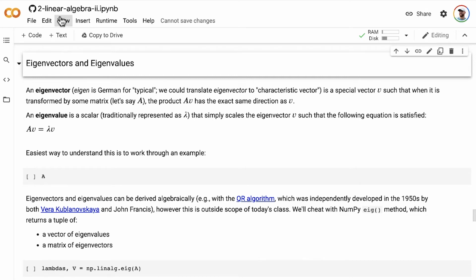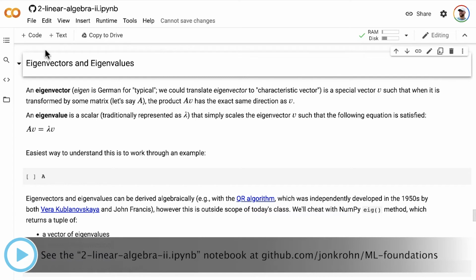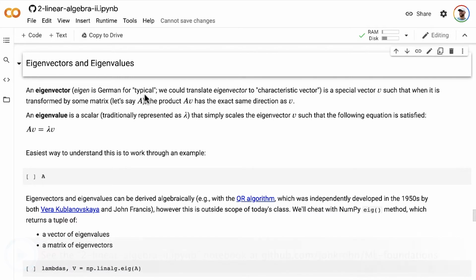All right, so we're back in our Linear Algebra II notebook. And I have a note here about the nomenclature, the etymology of eigenvectors and eigenvalues. So eigen is the German word for typical. So you could translate eigenvector into English to mean characteristic vector.